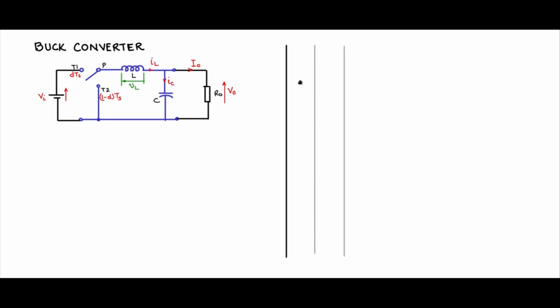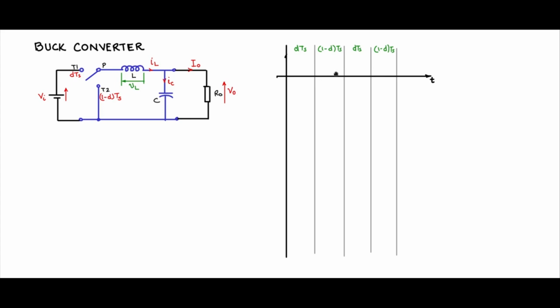Now let us try to understand the circuit visually, graphically, by looking at the waveforms. I am going to have the time on the x-axis, and the time is split into DTS, 1 minus D times TS, DTS, 1 minus D times TS, two switching periods. Let us first draw a waveform Vp with respect to time. During DTS, P is connected to T1, so it is Vi, Vin. Then during 1 minus D times TS, P is connected to T2, it is 0. Then during DTS connected to Vin, and so the waveform at the pole P, Vp is given here. So it is Vi and Vi.